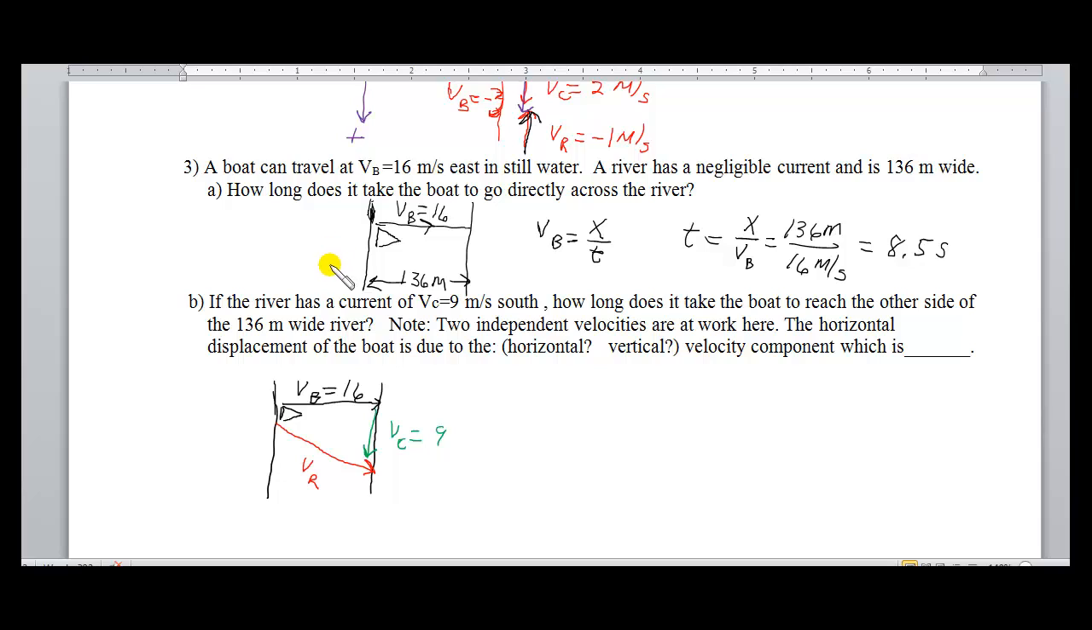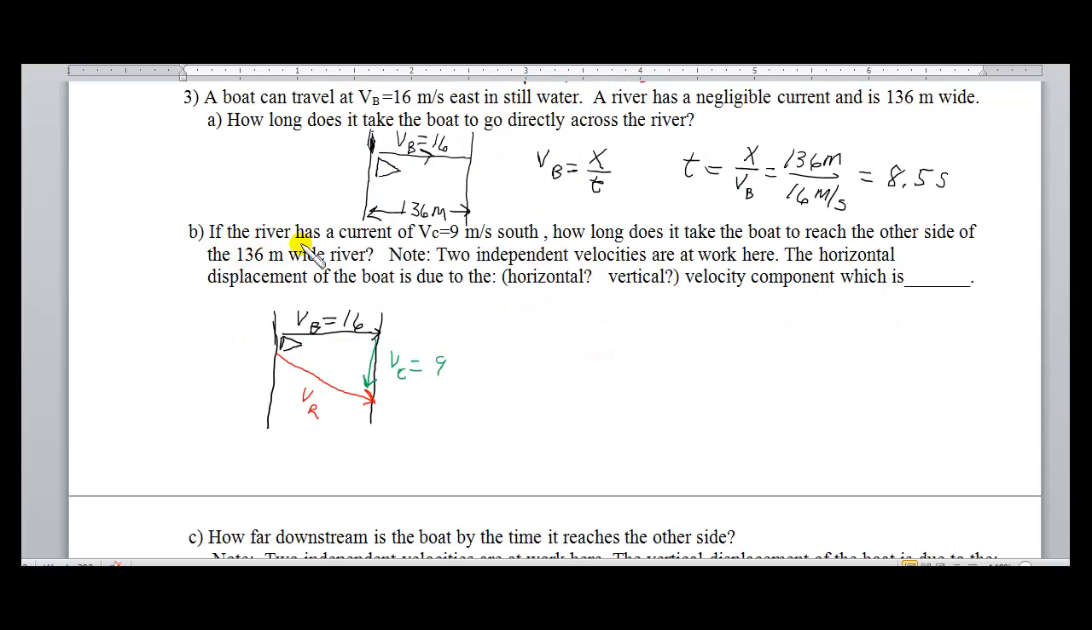Let's see what we have for answers. Here's my riverbank. Here's one riverbank here, and here's the opposite riverbank. Here's my little boat, and it has a velocity of 16 meters per second this way, and it's going to go across the river. The river is 136 meters wide, and we know velocity is distance over time.